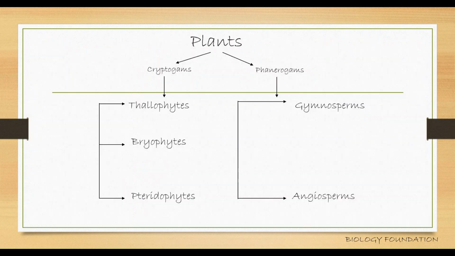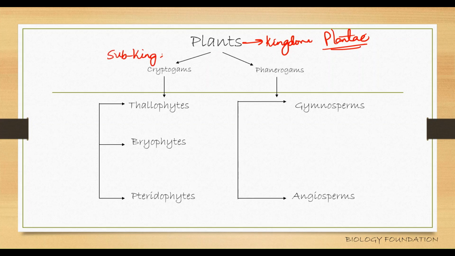So, therefore, all the plants we know are kept under the kingdom Plantae, according to R.H. Whittaker's system of classification. Now, these plants can be again divided into subkingdoms and placed in two groups. The first group is called cryptogams, and the second subkingdom is phanerogams. Cryptogams are also called non flowering plants.